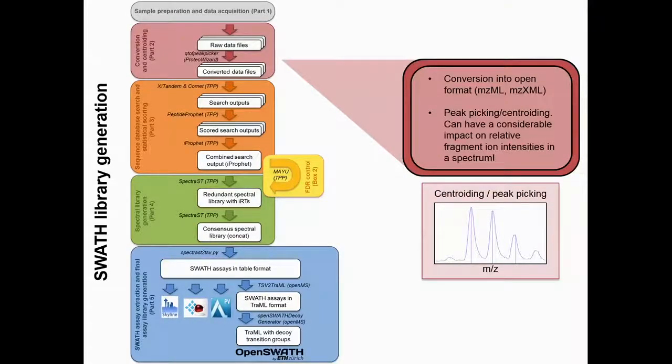Okay, so then we need to take the DDA data. It needs to be centroided and converted into a format that we can deal with in our pipeline. And one thing I just want to point out, there are several different converters available. Most people are using the ProteoWizard converters, I suspect.